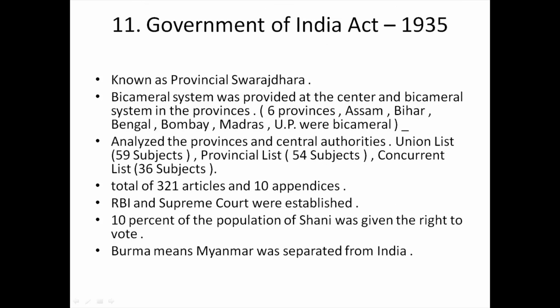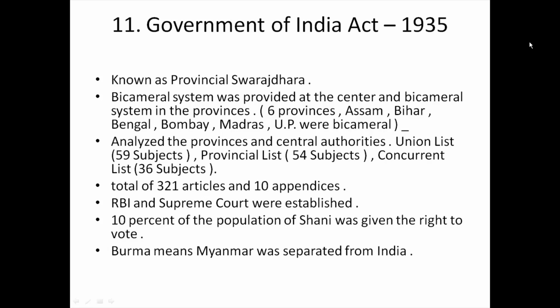Government of India Act, 1935. Known as Provincial Autonomy. A federal system was provided at the centre and a bicameral system in some provinces. 6 provinces, Assam, Bihar, Bengal, Bombay, Madras, UP, were bicameral. Powers were divided between the provinces and central authorities.